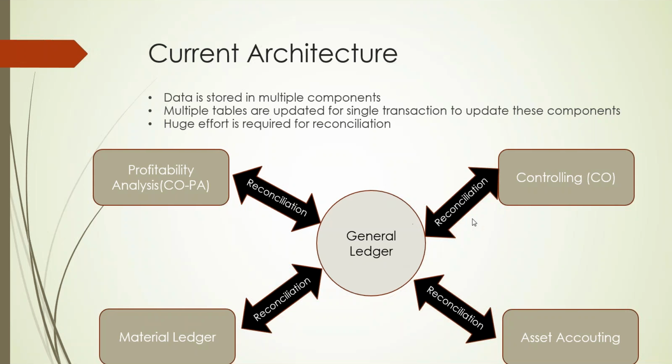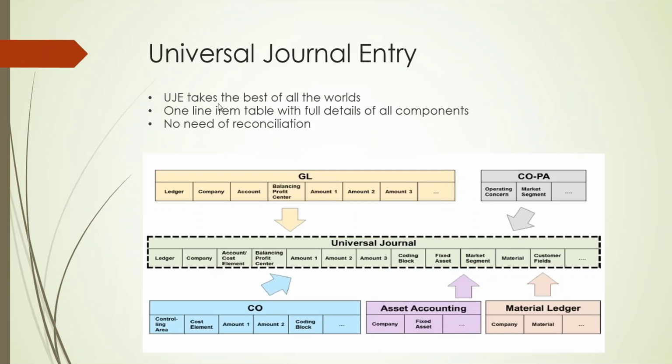Similarly, controlling. Till now, a lot of effort was invested in reconciling all these modules, all these components within SAP. The new architecture will look like this. It is called the universal journal entry, and it takes the best of all the worlds. This means COPA, controlling, material ledger: we are calling all of them different worlds, and we are taking the best out of all those fields into one single table called the universal journal.